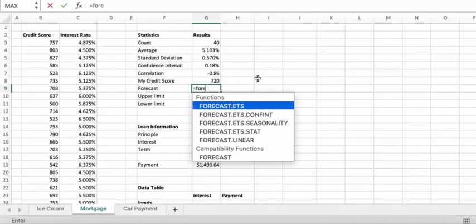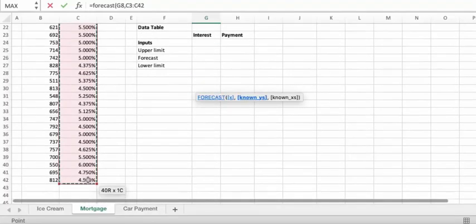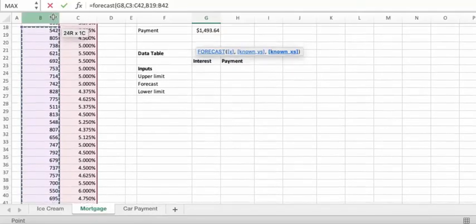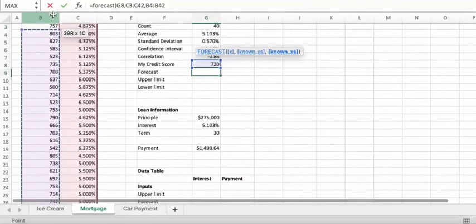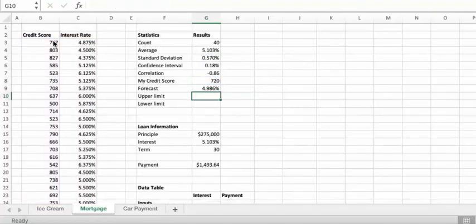So to construct my forecast, my known x, or my x, excuse me, is my individual credit score. That's what I'm going to try to predict my interest rate from. My known y's are all of the interest rates that I know, and my known x's are all of the credit scores that I know. So when I hit enter here, I get an estimate for my individual interest rate. And notice that because my credit score is relatively high compared to some on the table here, I'm forecasted to get one of the lower interest rates.